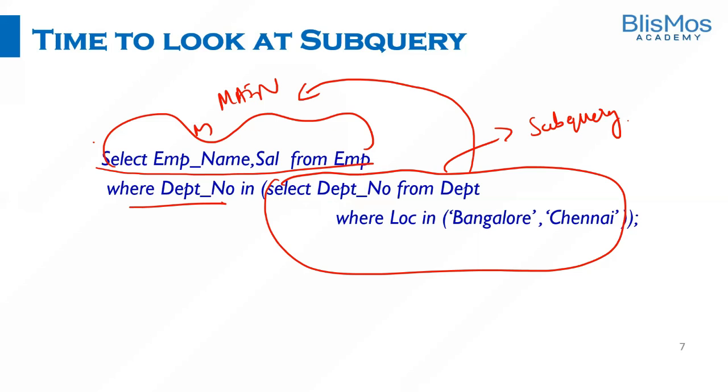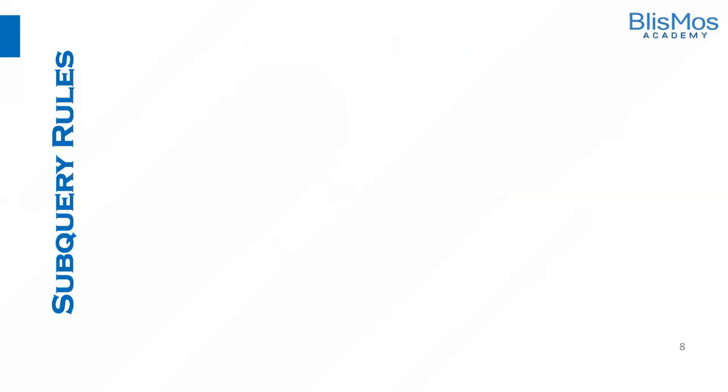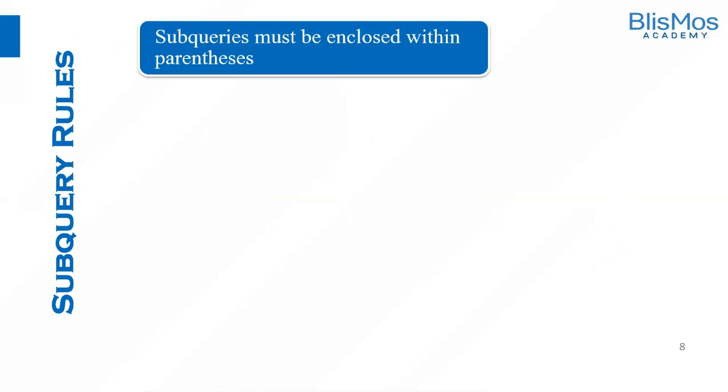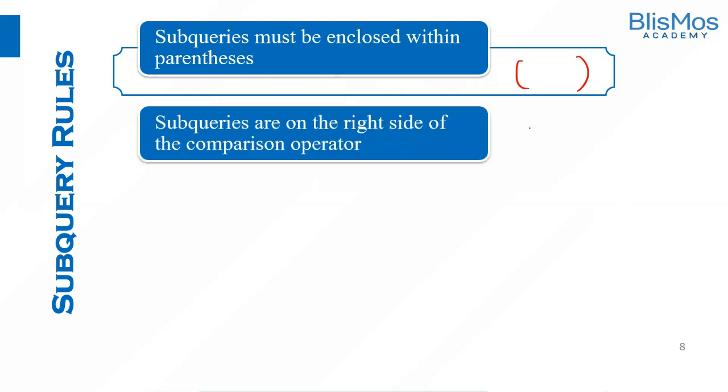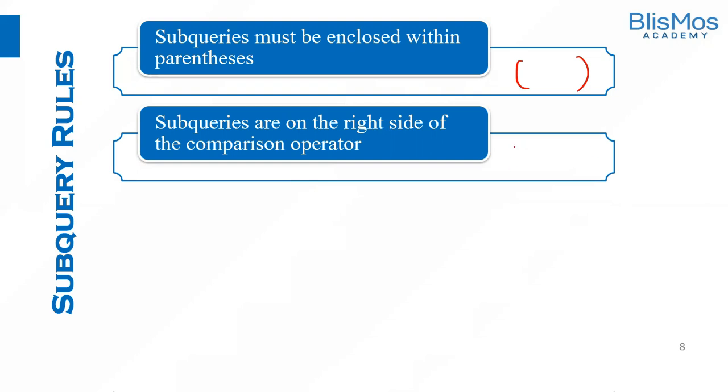Now that we understood how the subquery looks like, let us understand some of the rules before we start taking an example of subquery. Subqueries must be enclosed in parentheses. If you observed in the previous slide, we have enclosed the subqueries in the parentheses. Subqueries are always on the right side of the comparison operators. That also you observed. For example, select was this one, and also we had in, and subquery was on the right side of the comparison operator.